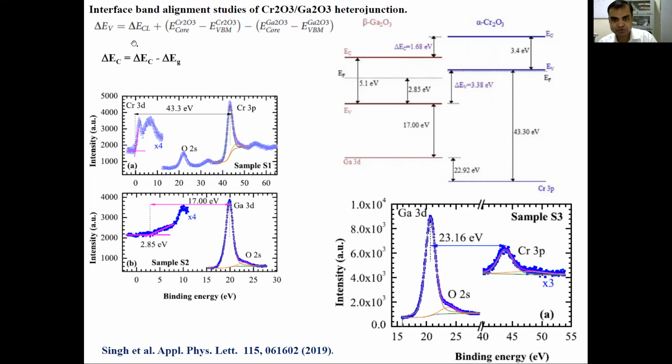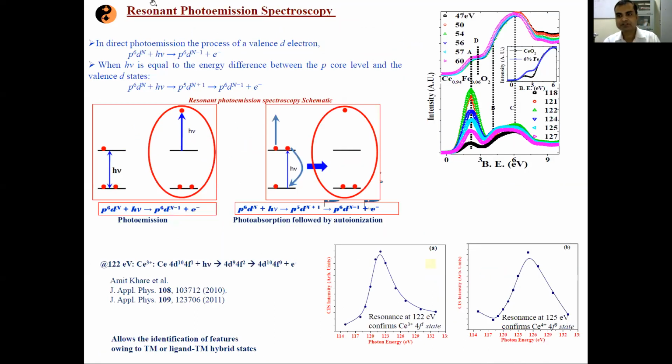So that kind of experiment one can also do, which is very vital for different types of heterostructures to know what kind of valence band offset or conduction band offset is present in the system. Okay, so this is another thing that one can do using this valence band spectra.